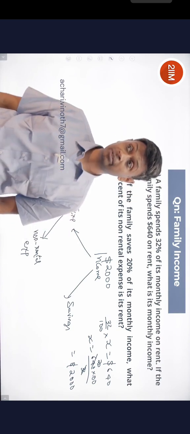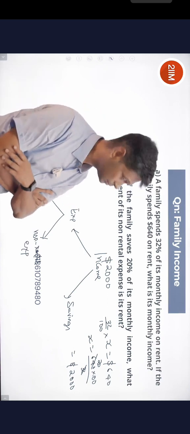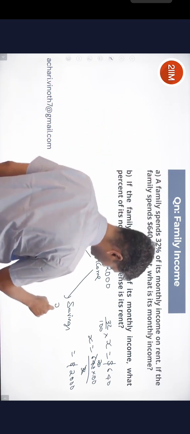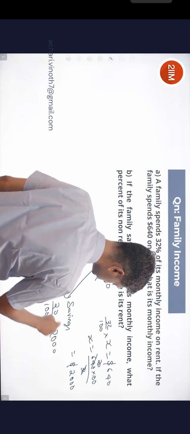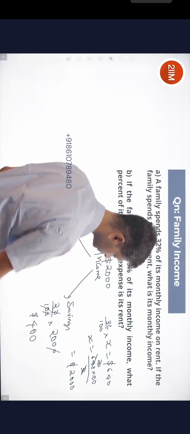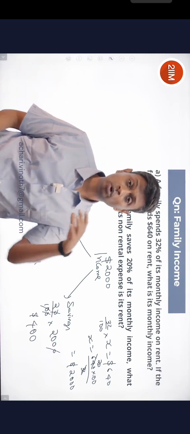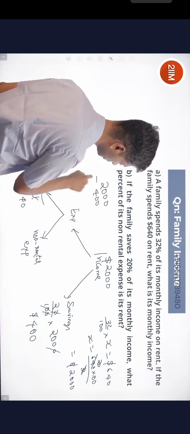Then we need to fill the remaining bits. Let's do this. So we found that the overall income is $2,000. The family saves 20% of its monthly income. What do they save? 20 by 100 into 2,000. 2 into 200, which is $400. They save $400 out of 2,000. How much is the expense? Out of 2,000, you spend and have 400 remaining. Expense should be 2,000 minus 400, which is $1,600.